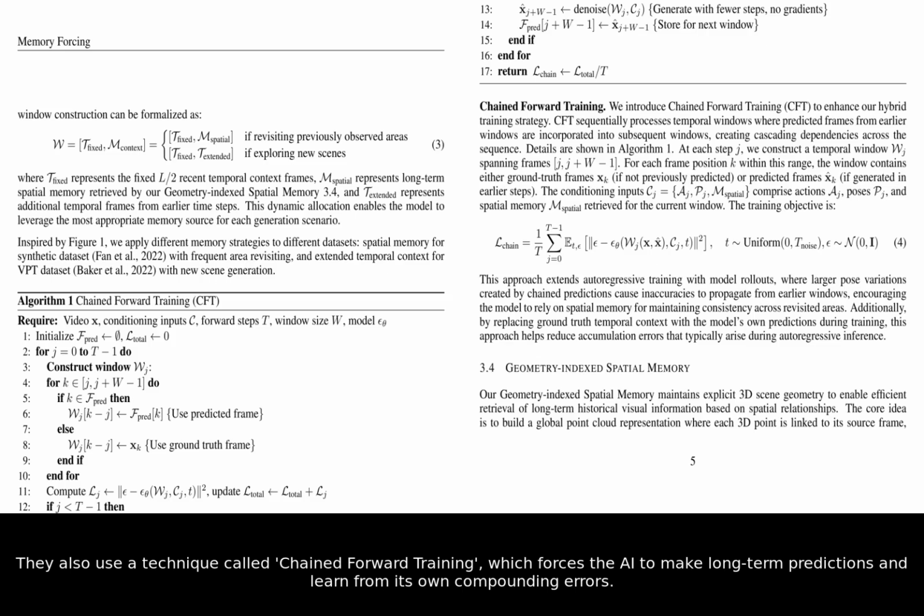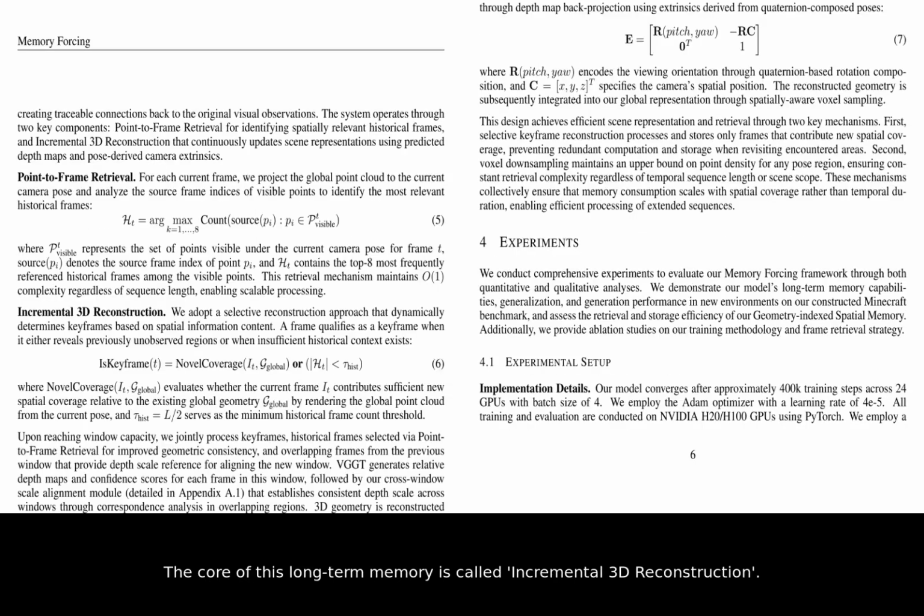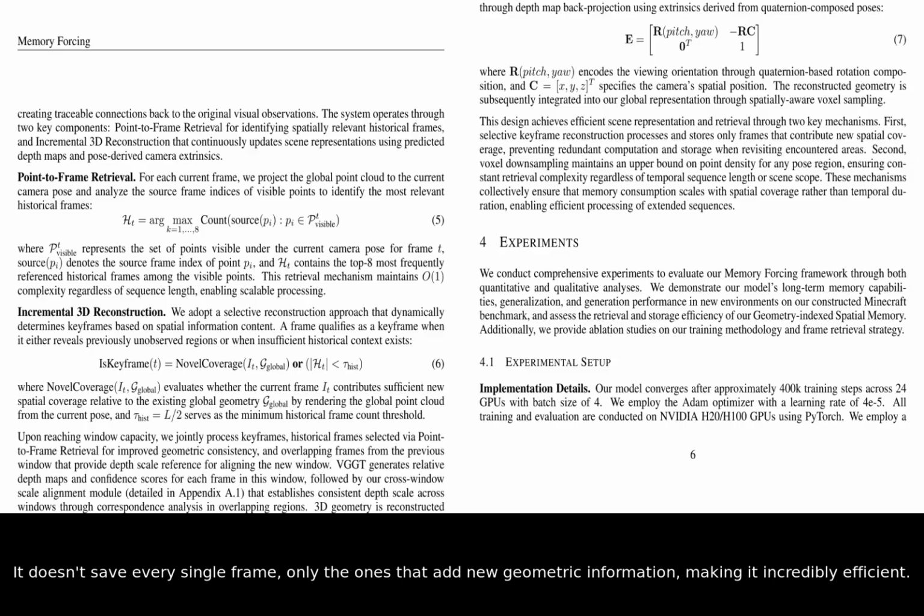They also use a technique called chained forward training, which forces the AI to make long-term predictions and learn from its own compounding errors. The core of this long-term memory is called incremental 3D reconstruction. As the AI moves, it selectively captures keyframes to build and update its 3D map of the environment. It doesn't save every single frame, only the ones that add new geometric information, making it incredibly efficient.